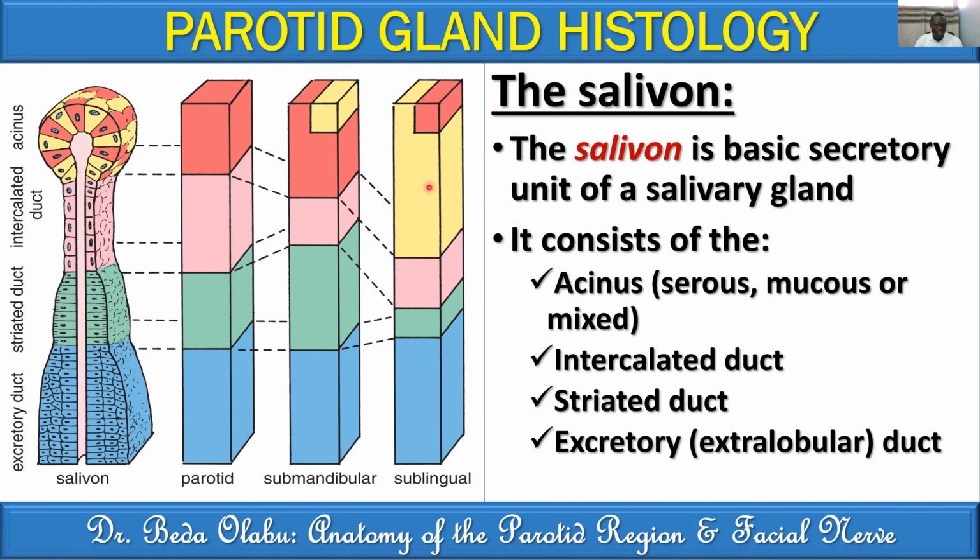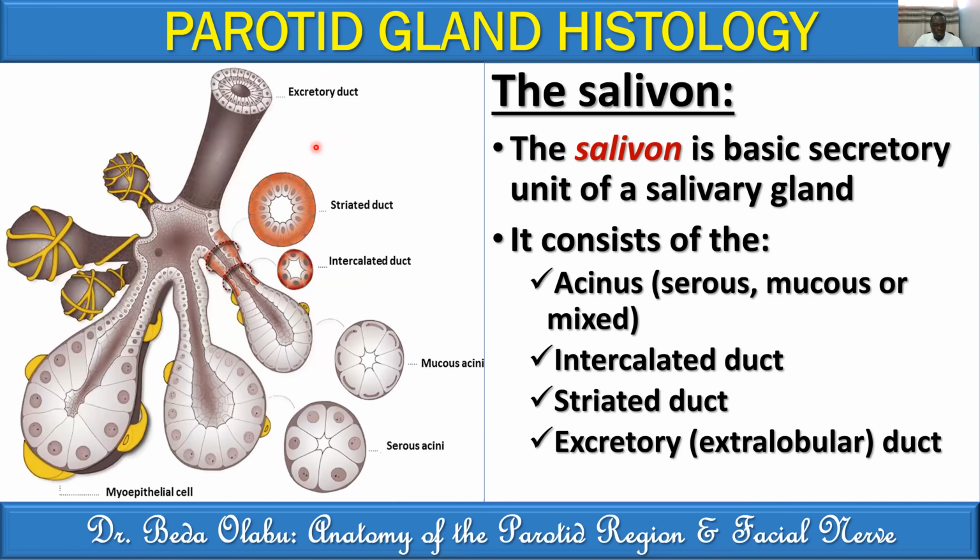Compare that with the acini which you find in the sublingual gland, which are predominantly of mucoid type. The submandibular gland has a mixed type of acini. So this is the salivon, that is the acini. That's also another acinus. And you see this is now the intercalated ducts.